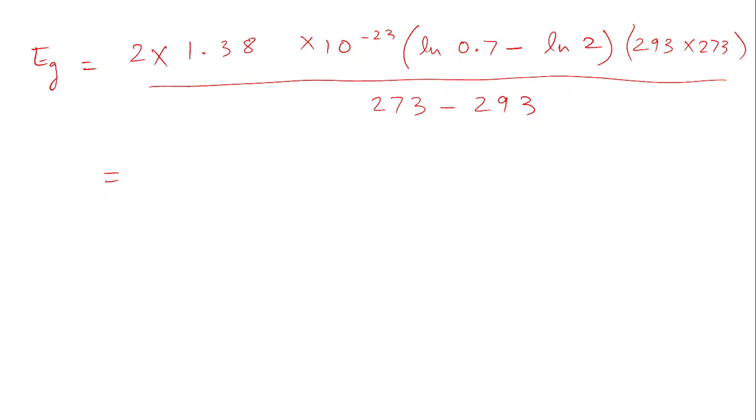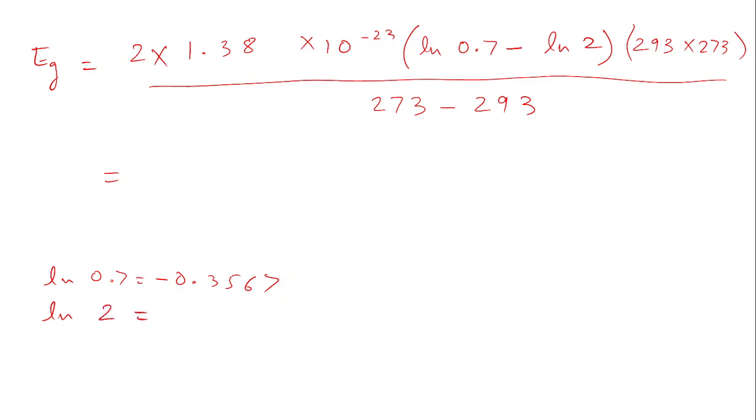So natural log of 0.7. Let me just tell you, natural log of 0.7 is minus 0.3567. Like in the exam also you will have a digital calculator, so you don't need to remember anything. You can just use the calculator, and I'm telling you these values using the calculator right now.